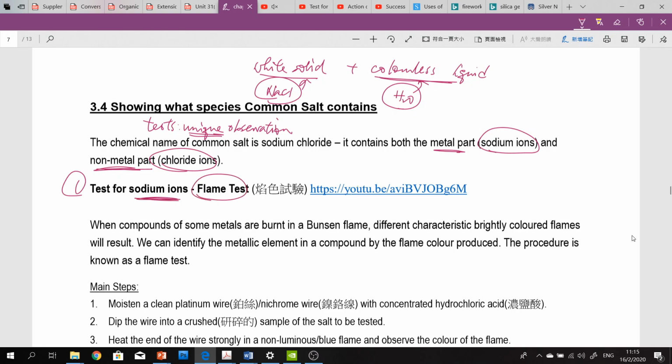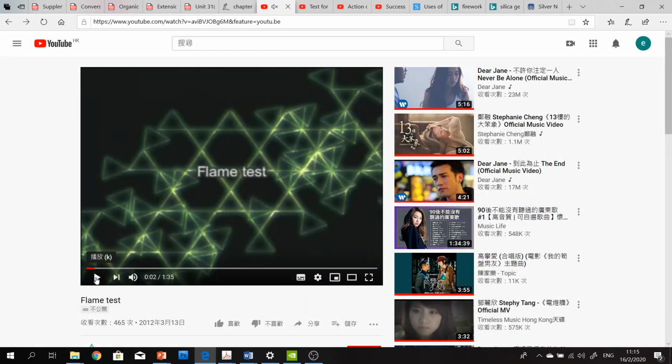We will use the concept of flame test. Flame test. So underline the term flame test, so that you know the spelling of this term. Now I would like to show you the video about how to do the flame test in the laboratory.